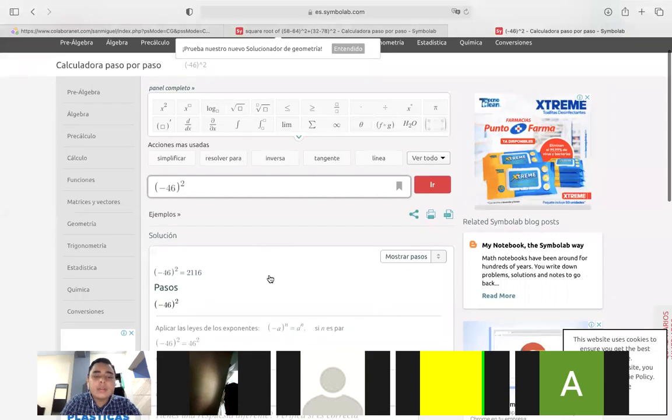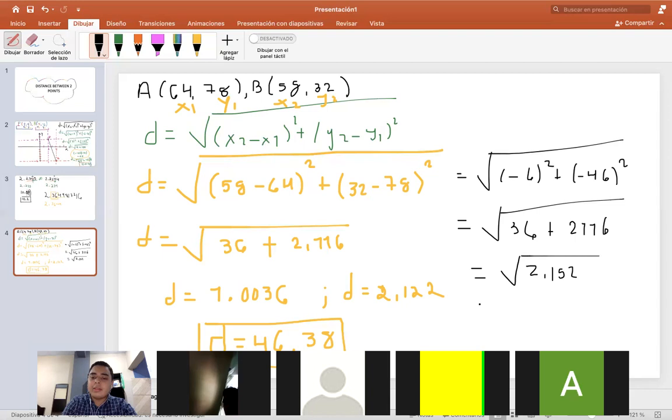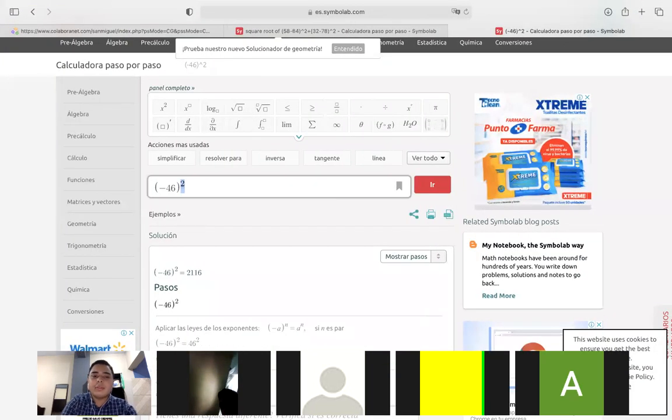2,116. Yes. And 36 plus 2,116, how much is that, kids? 2,152. Yes, 2,116 plus 36 is 2,152. Now, let's see what is the square root of 2,152.